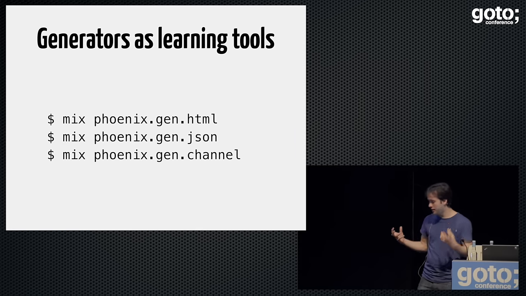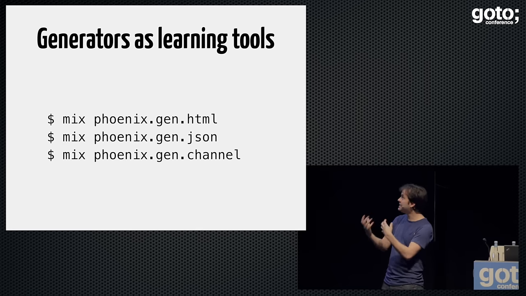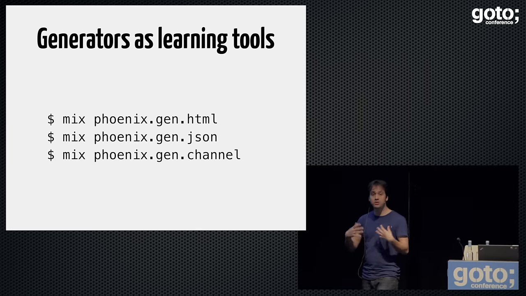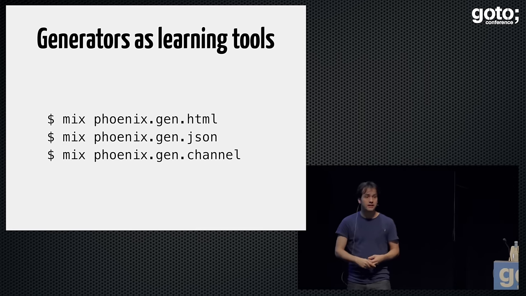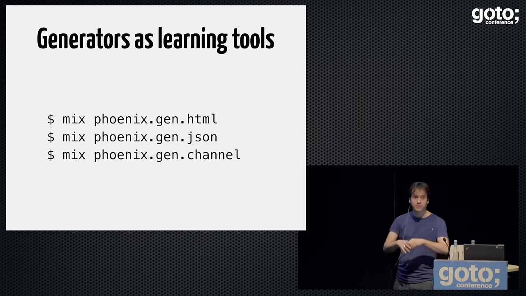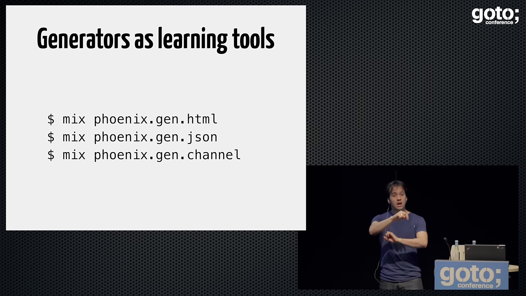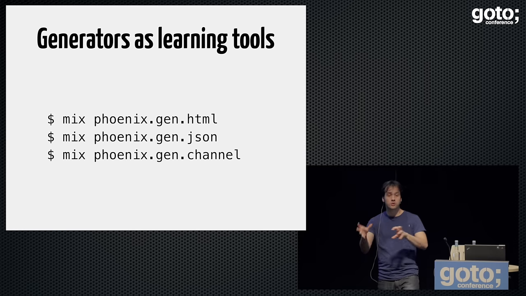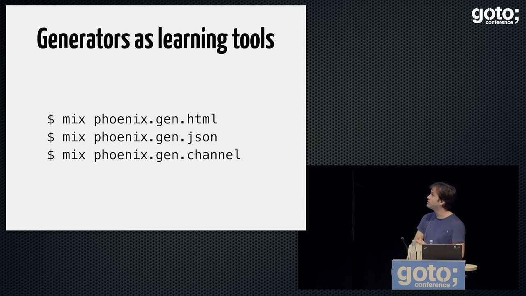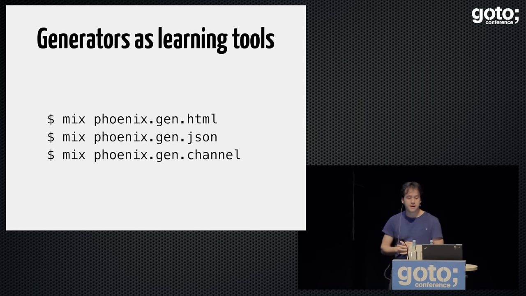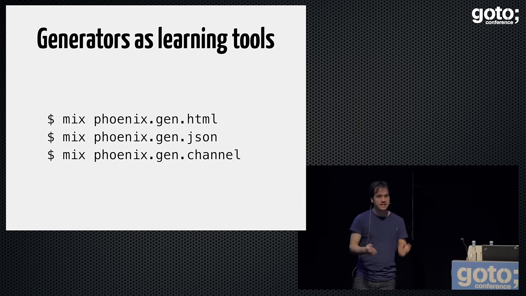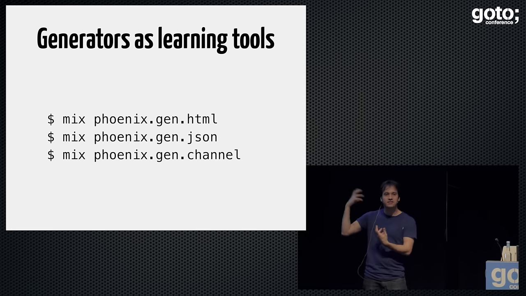So if you're interested in, for example, handling more the HTML side of things, you can run the first command. But if you're interested in building an API that is going to talk JSON with different clients, you can run the second command, and then we're going to generate some code, and I'm going to tell you a little bit about how it works, how you should wire everything together. And if you're interested in the channel aspects I was talking about earlier, you just run this other command for creating channels.